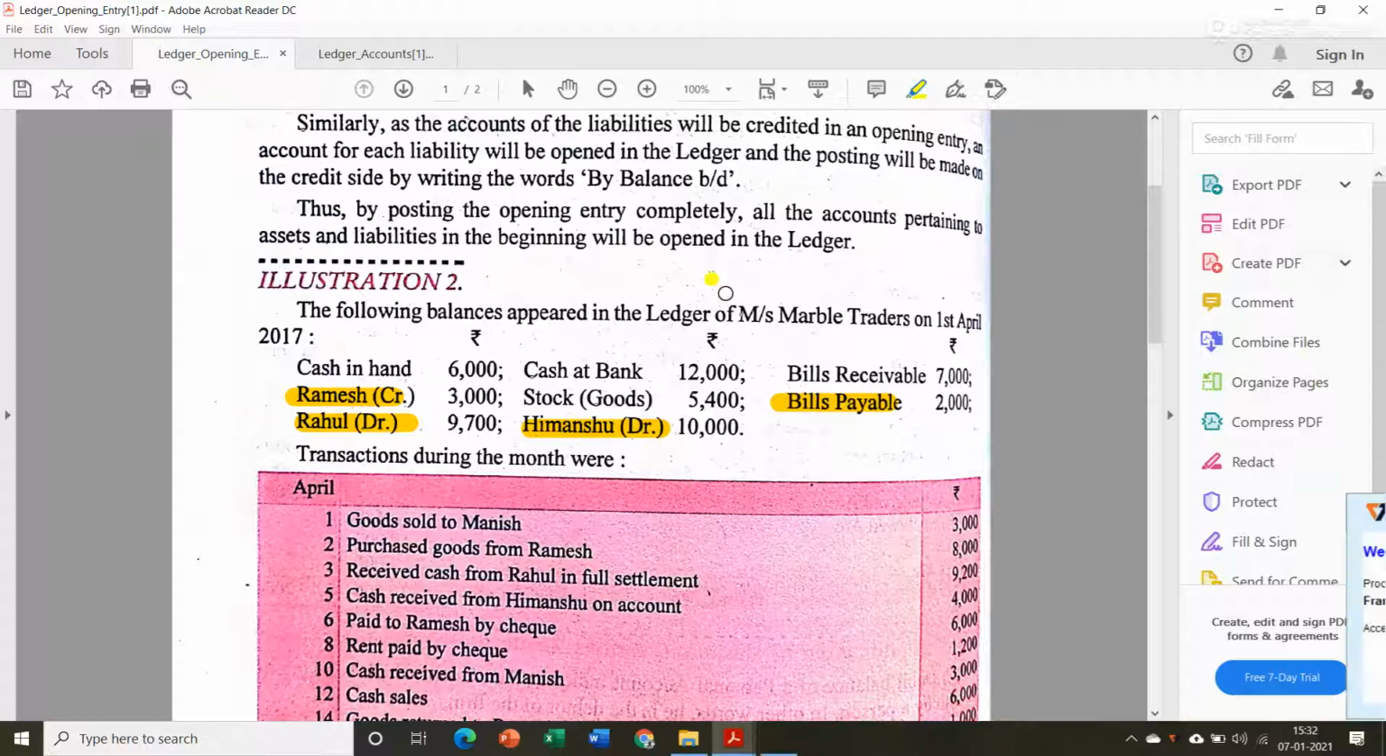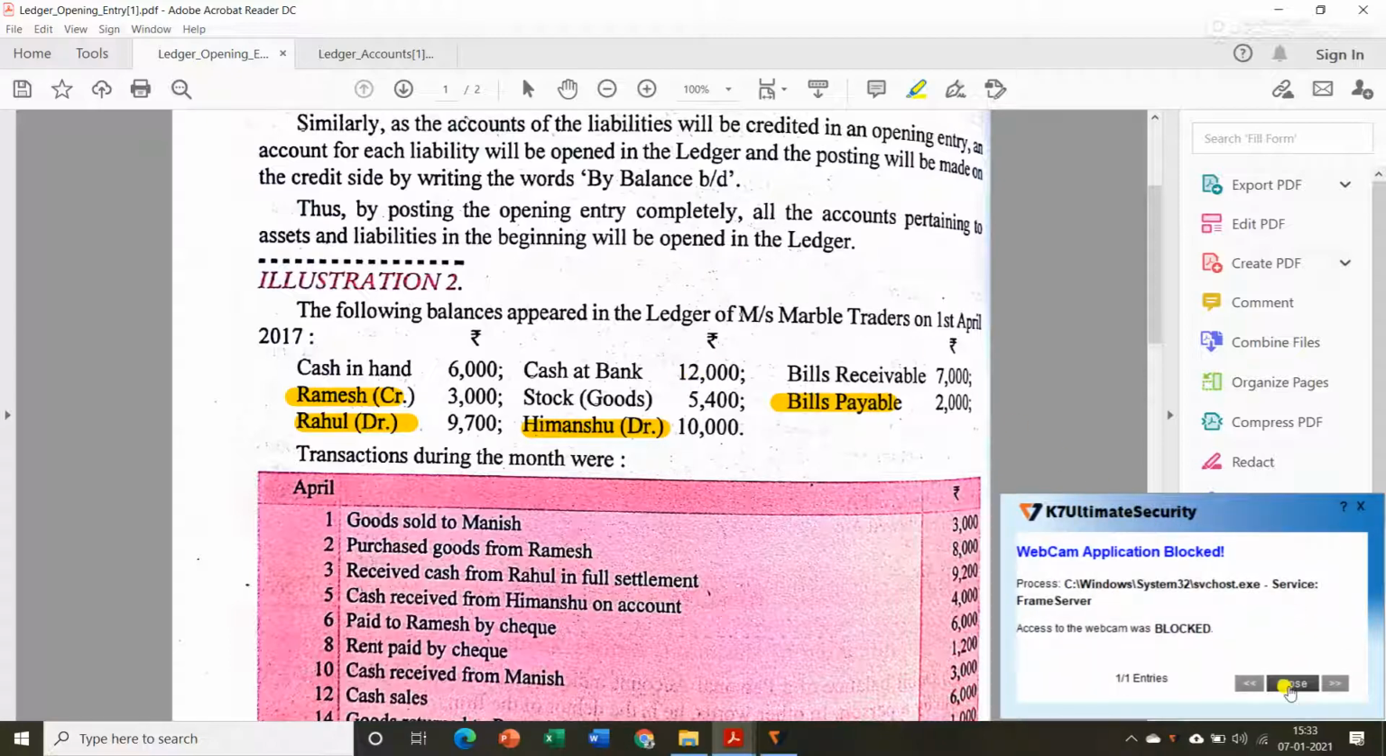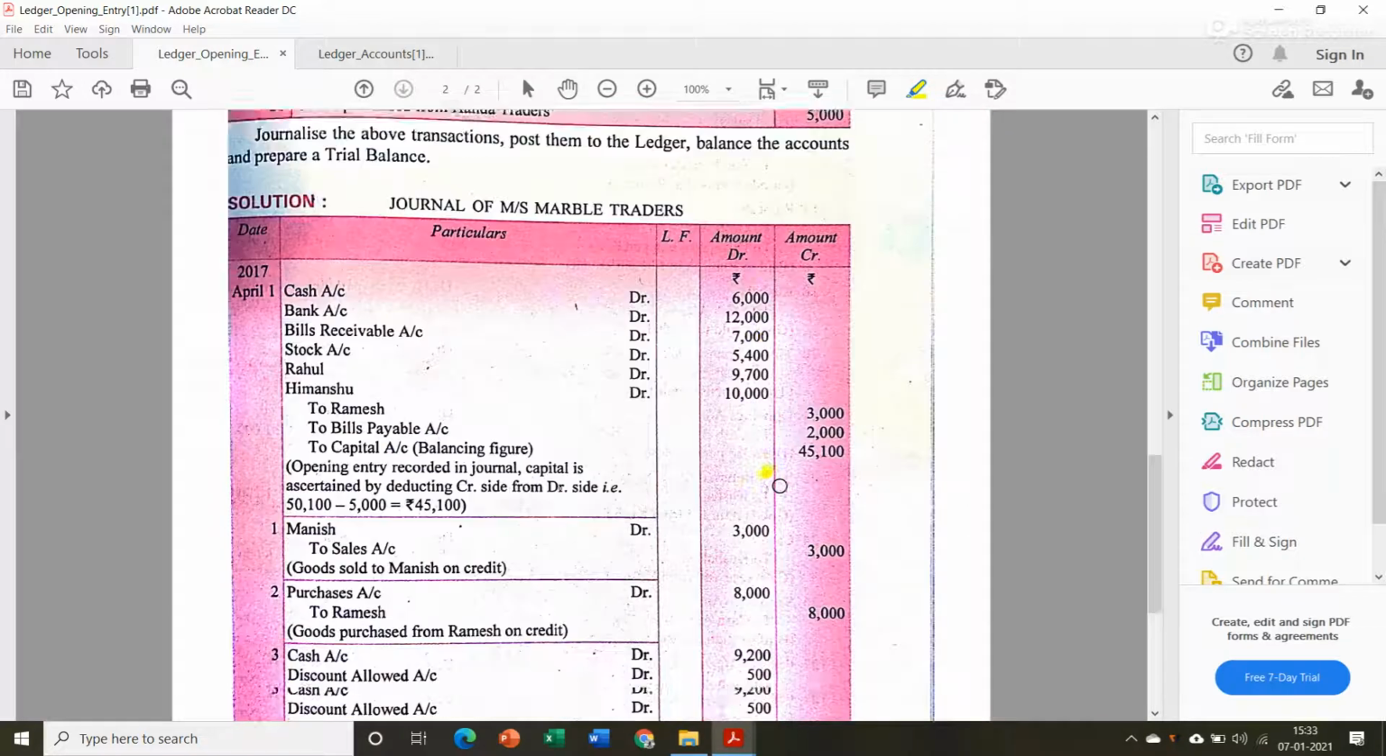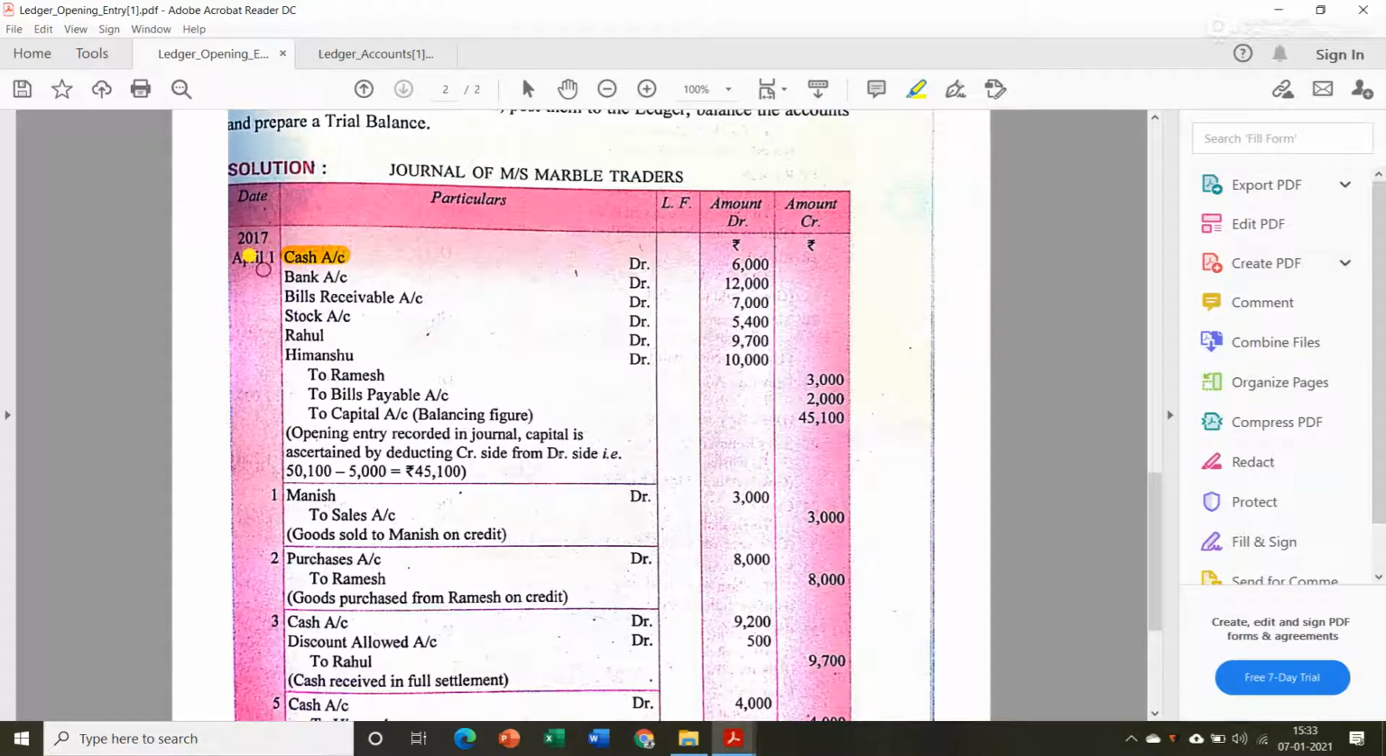Now for this opening entry, first we will pass one journal entry. Here is the journal entry. We have cash account, cash at bank, that is bank account, then bills receivable account, then stock, Rahul and Himanshu. We will write their balances as given in the question on the debit side. Then we had two items of liabilities, that is to Ramesh account and to bills payable, 3,000 and 2,000. Easily we can see that the debit side is much more than the liability side.